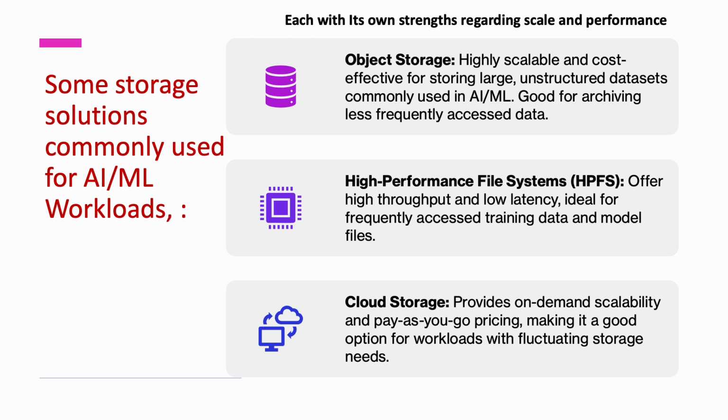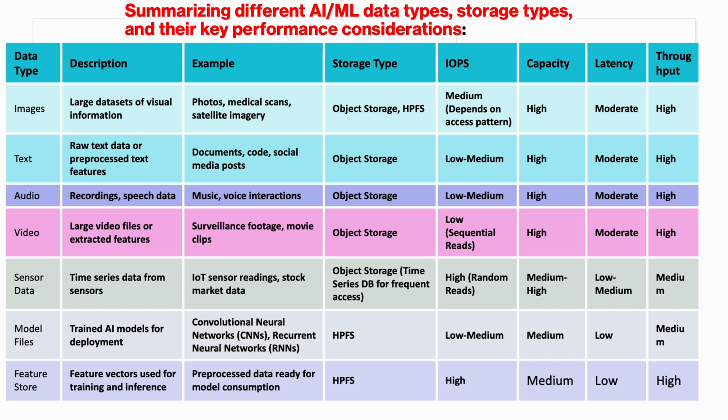This is like a summary. So we can go to the next slide with more detail on the specific needs for each specific type of workload. I have put a table for different sets of data, the type of data, and the desired kind of storage type for each of them, and also the specific characteristics required like IOPS, capacity, latency, throughput, etc.